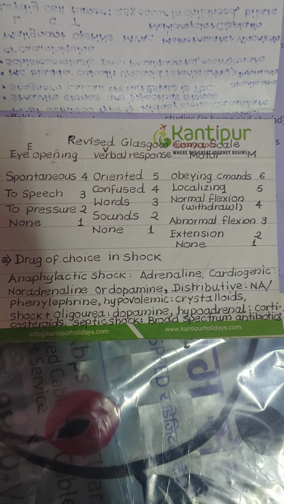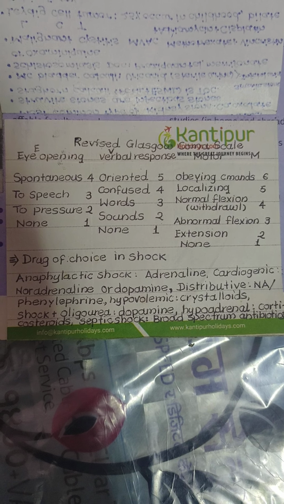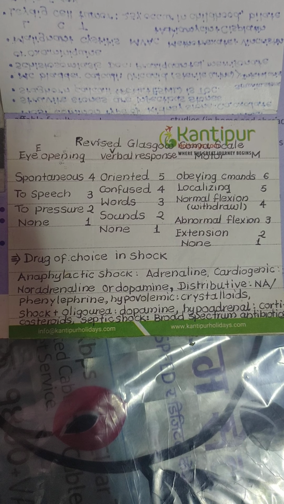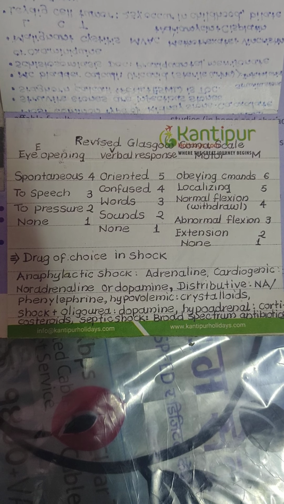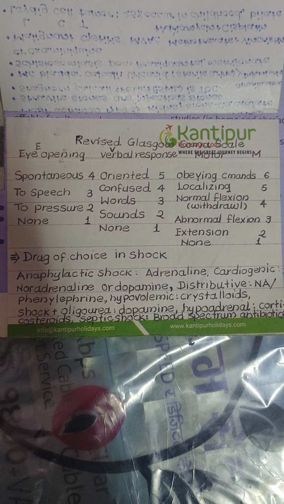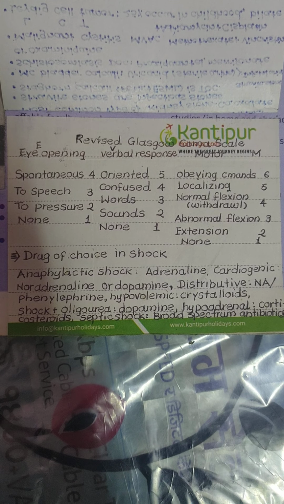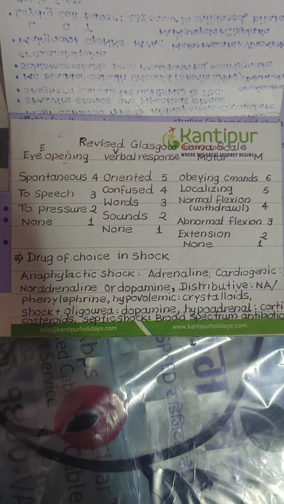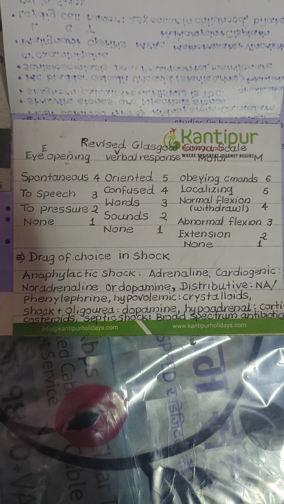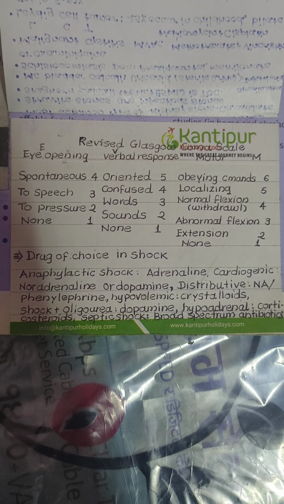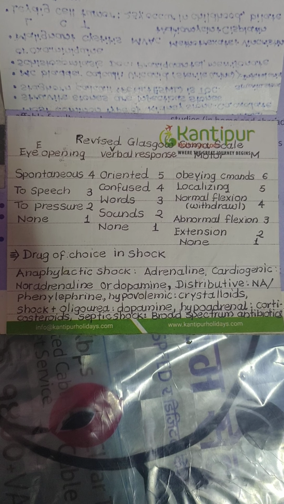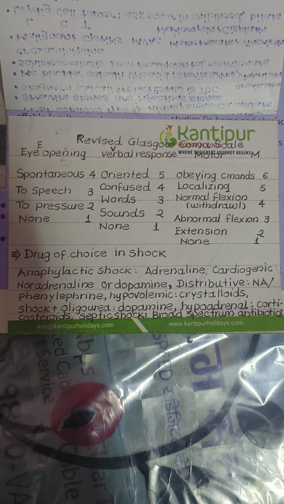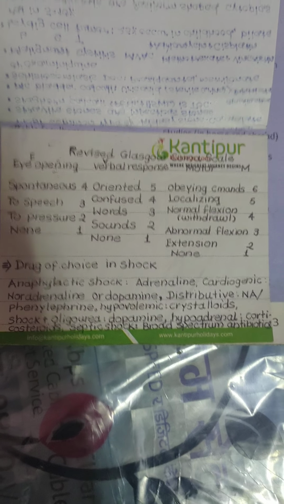Drug of choice in shock. Anaphylactic shock: adrenaline. Cardiogenic: noradrenaline or dopamine. Distributive: noradrenaline, phenylephrine, epinephrine. Hypovolemic: crystalloids. Shock plus oliguria: dopamine. Hypoadrenal: corticosteroid. Septic shock: broad spectrum antibiotics.